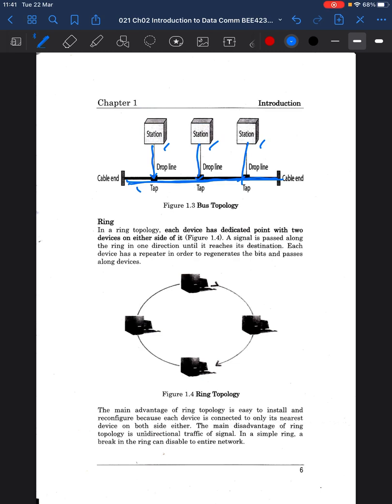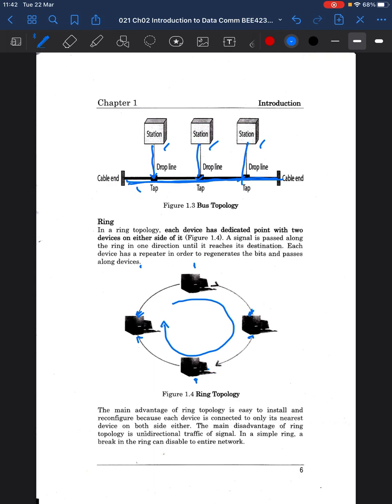Number 4 is ring. In a ring topology, each device has a dedicated point-to-point connection with 2 devices on either side. A signal is passed along the ring in one direction until it reaches its destination. Each device has a repeater in order to regenerate the bits and pass them along. So ring is in a circle. Each device is connected to this one and this one, so each device has its own neighbor on the right and on the left.